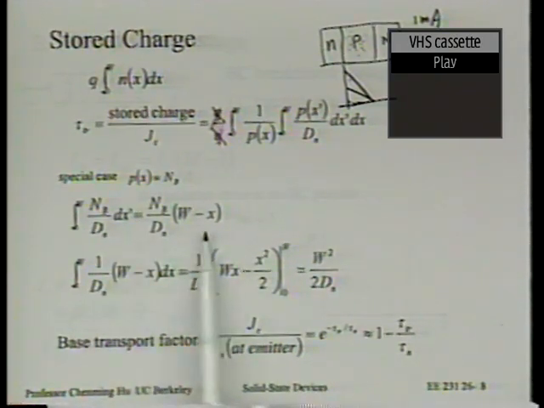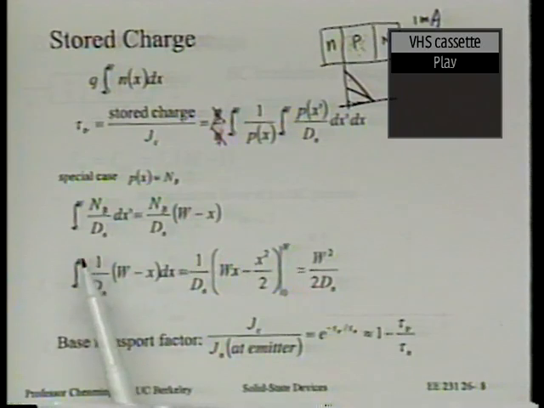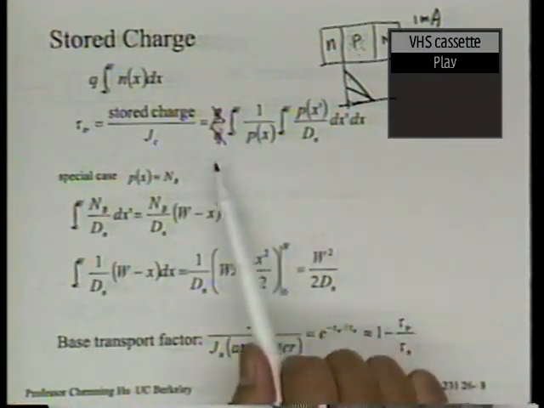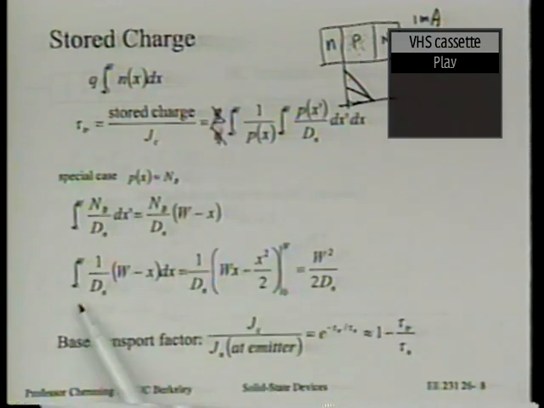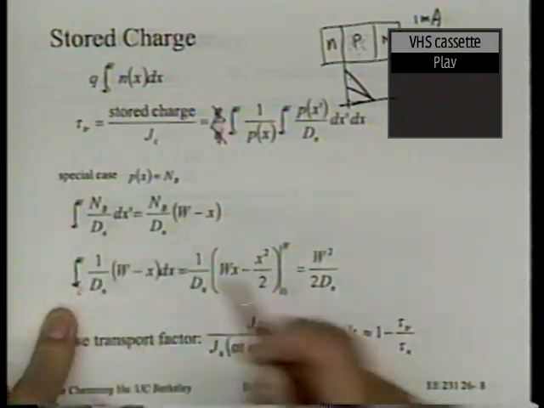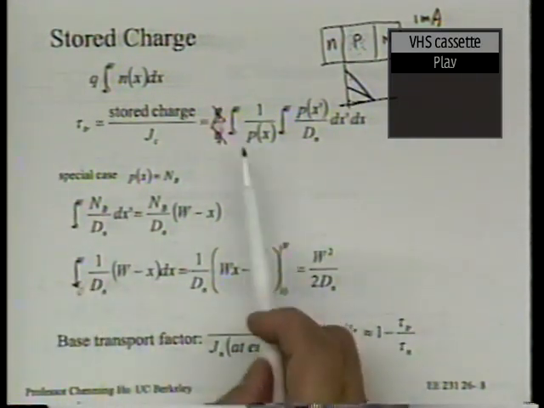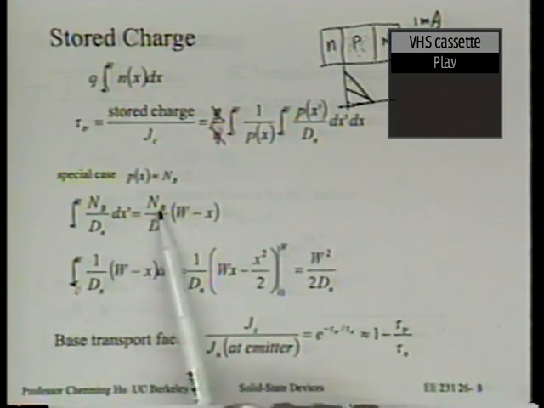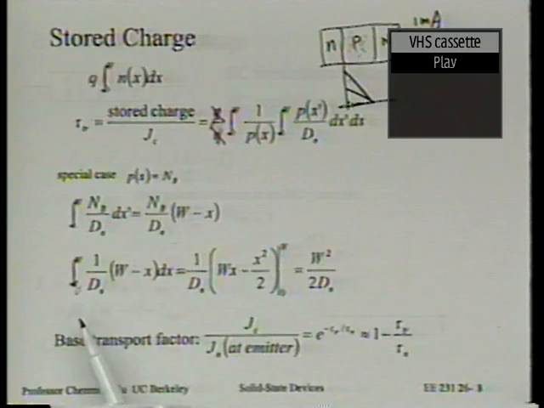Do you agree? This is what you get when you integrate x' from x to W, you get W minus x. Next, you put this into this outside integral. You get the integral from 0 to W, because I'm looking at the outside integral now. 1 over D_n, that comes from here. Oh, there should be an N_B, of course. Let's see, where does N_B go?